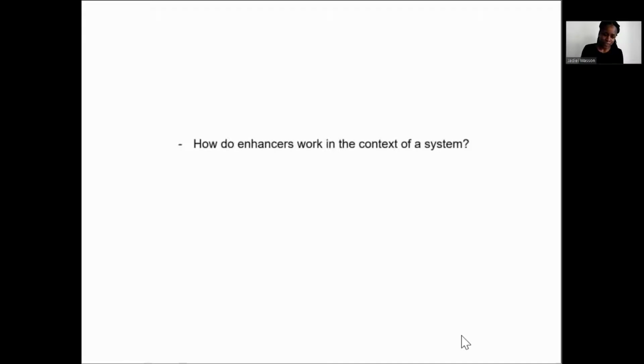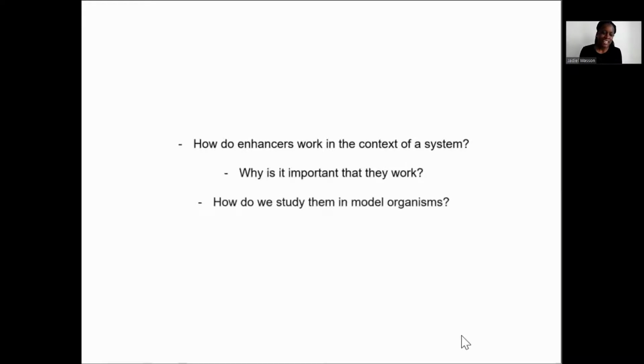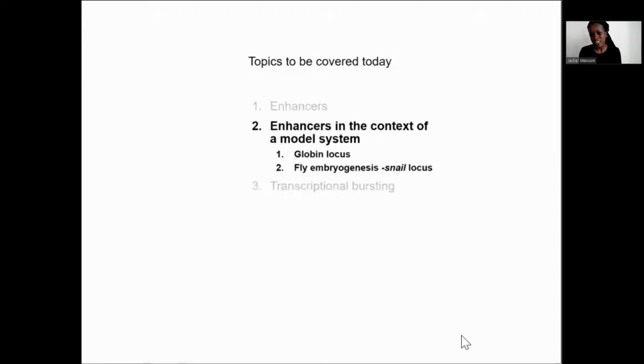So going forward, you would probably like to know how enhancers work in the context of a system. Why is it important that they work? And then how do we study them in different model organisms? So before I go on to the next topic, do we have any questions? Is everything clear up until now?